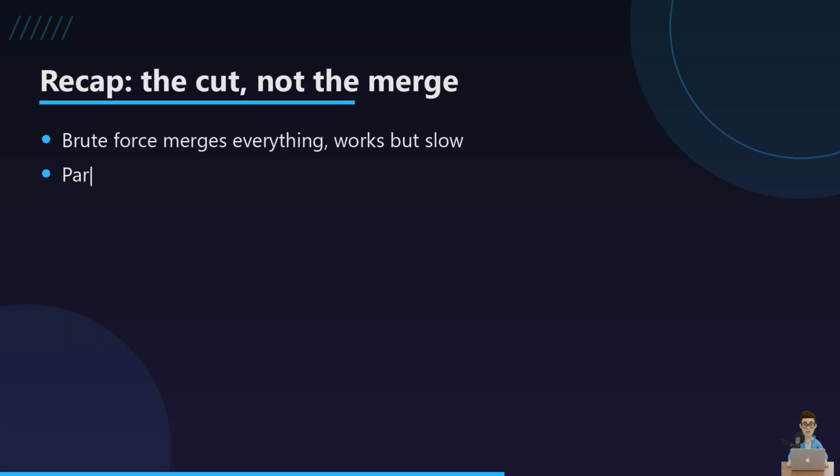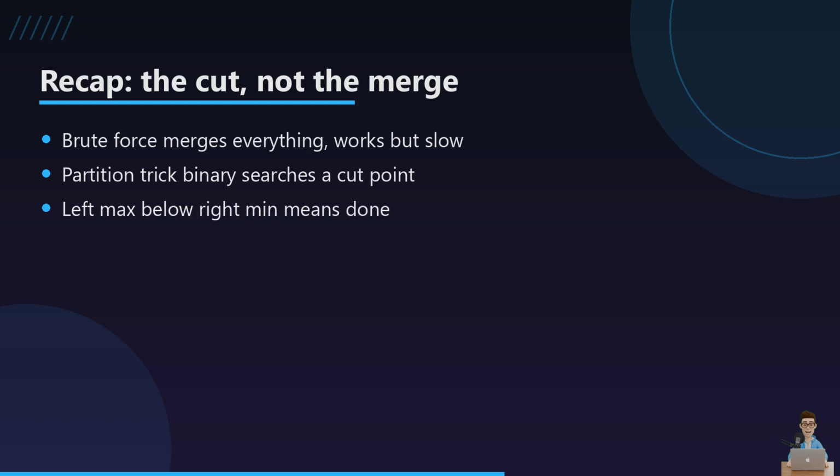Remember that merge idea that seemed totally fine at first? It broke the moment the problem demanded log time. And that's exactly why we needed the partition trick instead. We binary search a cut in the smaller array, check 4 border values, and we're done in log time.